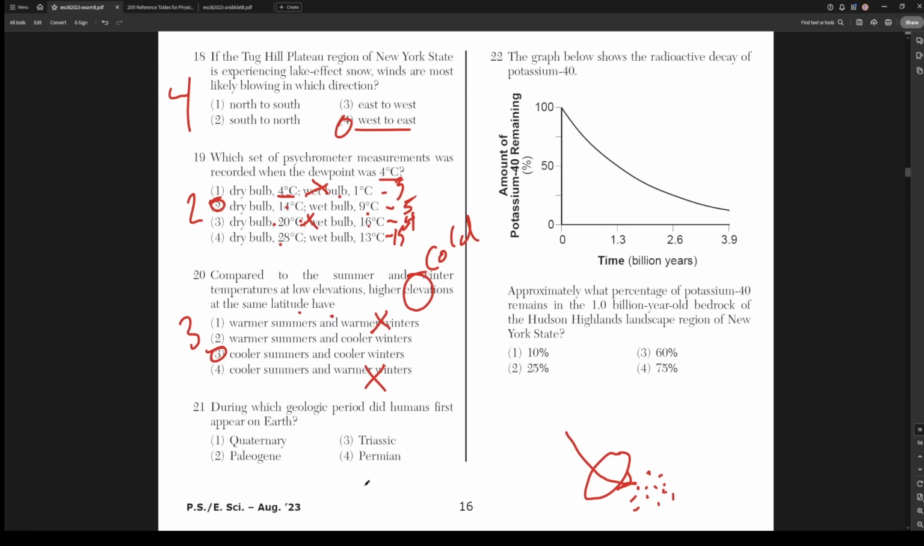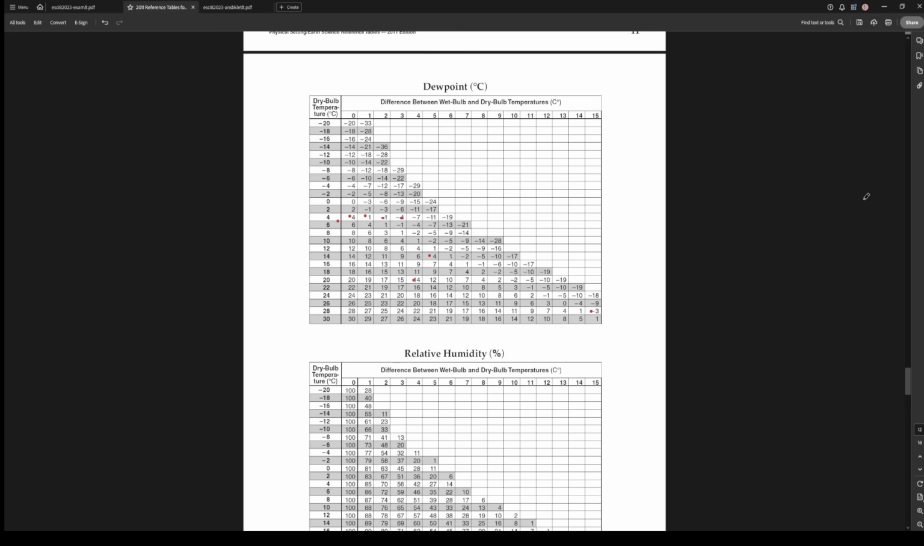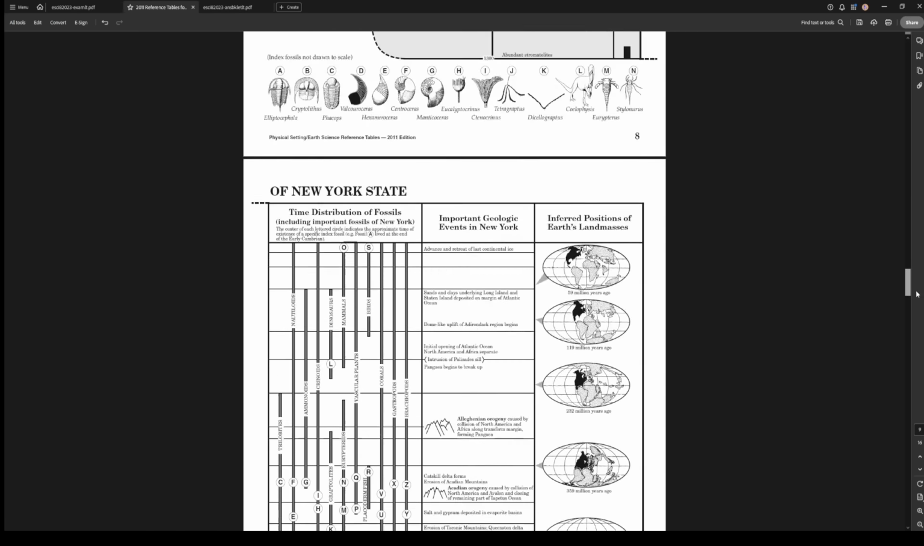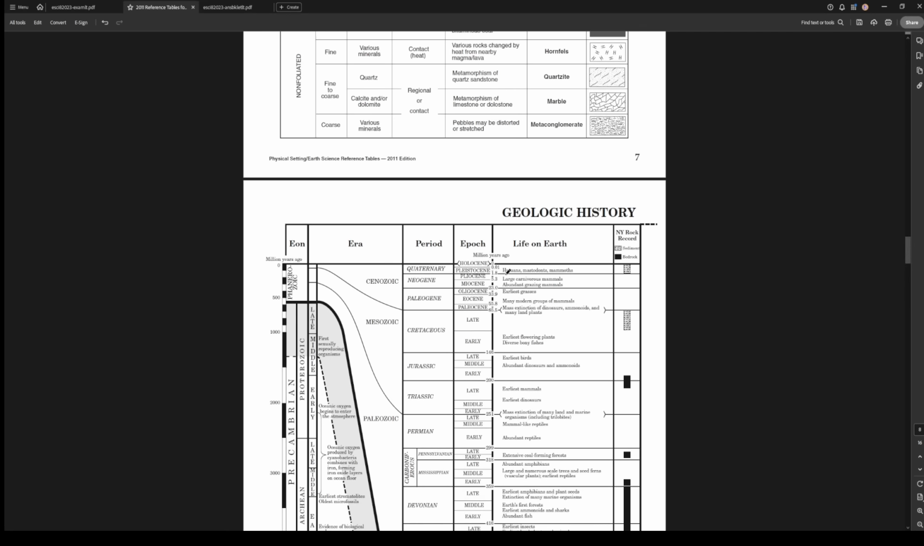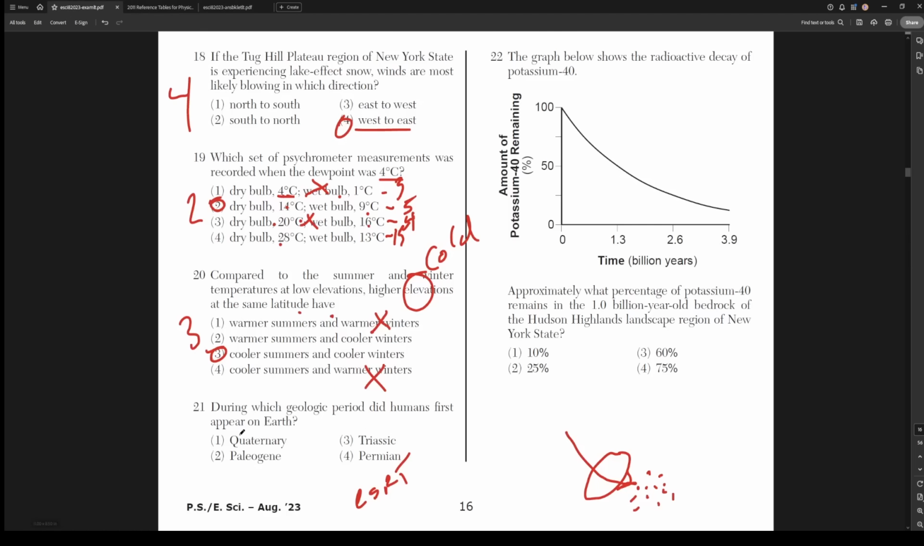During which geologic period did humans first appear on Earth? So this is a reference table question. We're going to go here. We're going to go to our geologic timescale. Humans, right here. Quaternary time period. There we go. Easy.